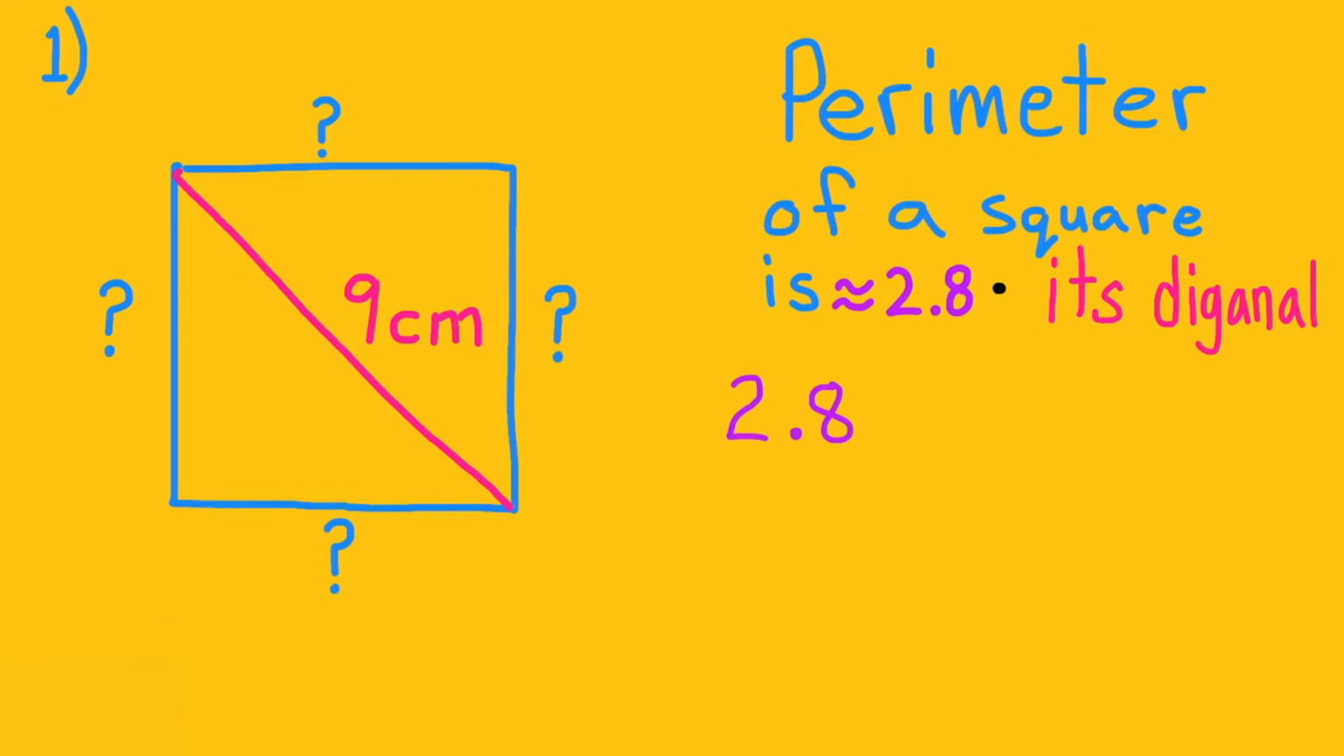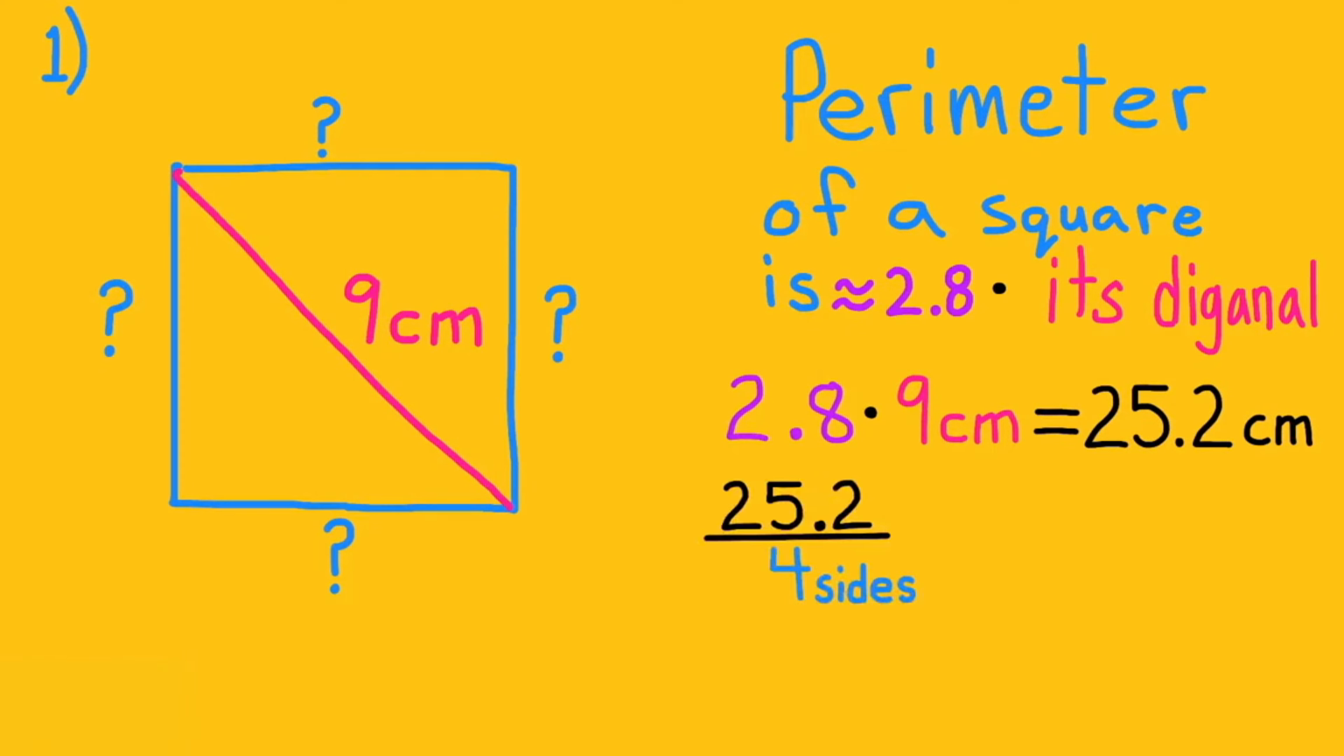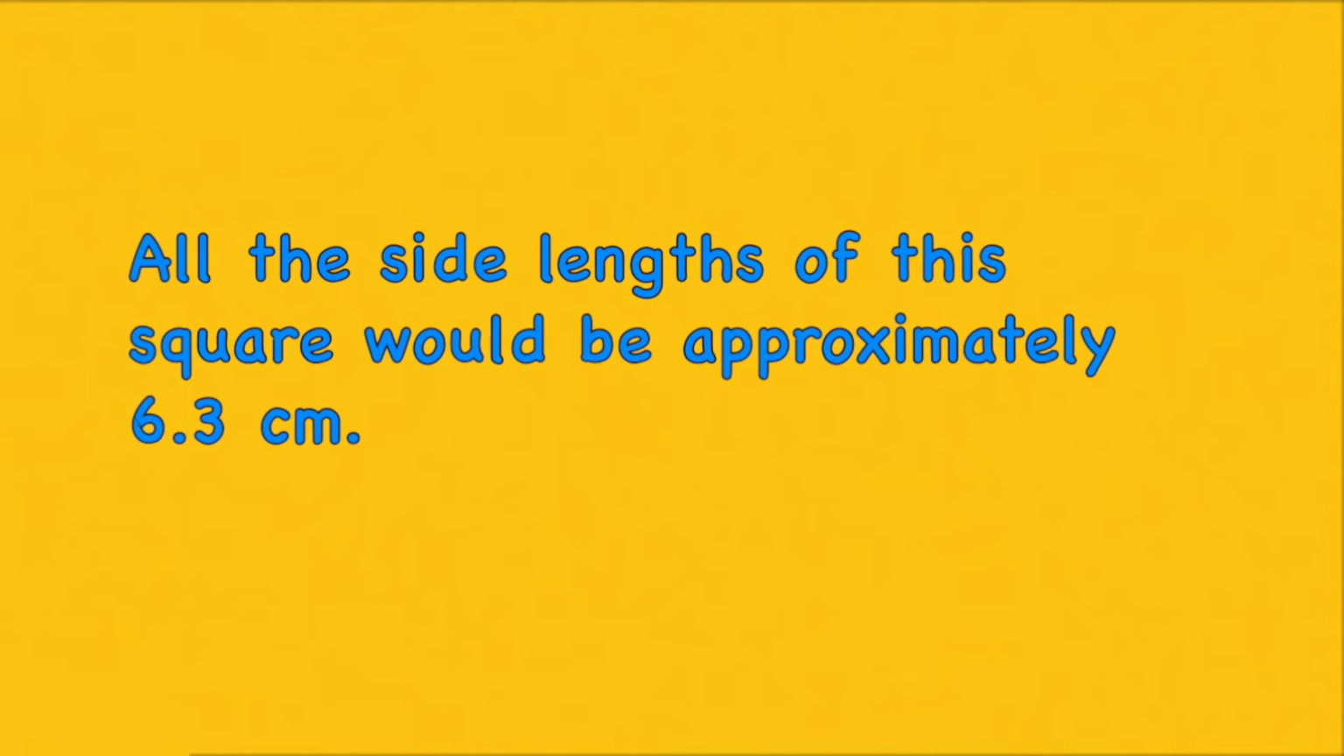So for this square, we can multiply 2.8 times 9 centimeters. That equals 25.2 centimeters. The four side lengths would be equal to the perimeter divided by 4. 25.2 centimeters divided by 4 sides equals 6.3 centimeters. All the side lengths of this square would be approximately 6.3 centimeters in length.